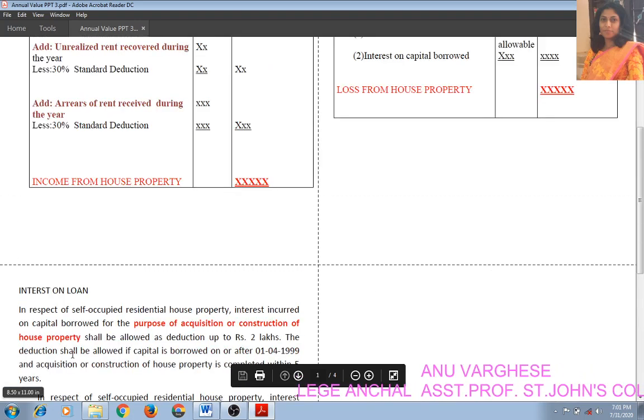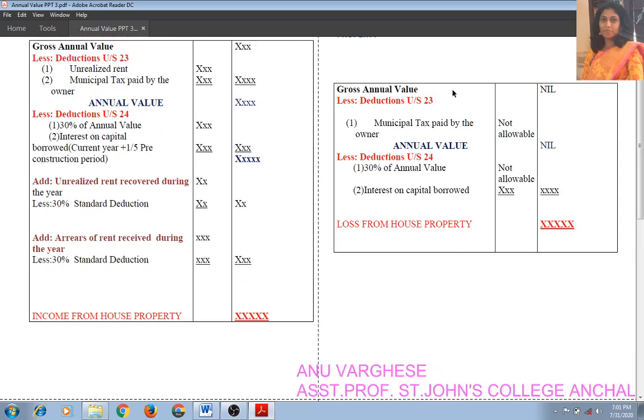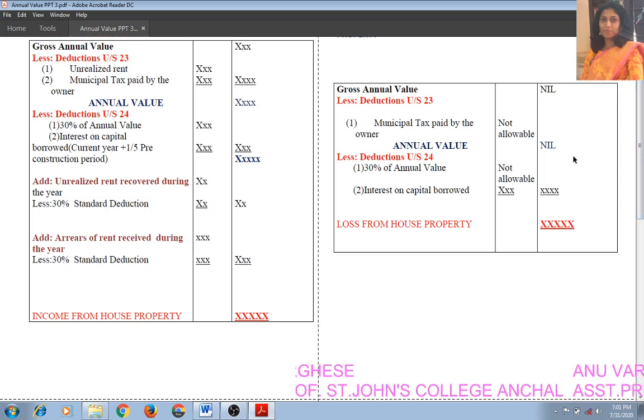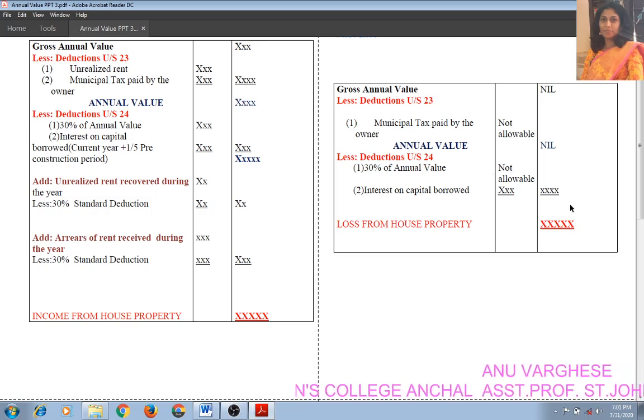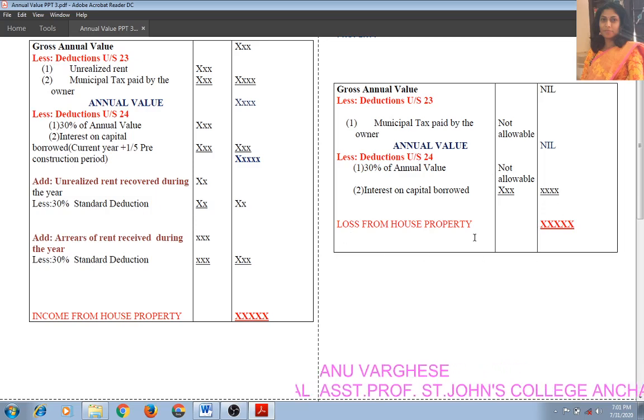Okay, so that interest on loan, that you can deduct here. Here gross annual value nil, annual value nil. From that figure you can deduct interest on loan figure. So naturally you will be getting a negative figure, right? So that is loss from house property, not income from house property.